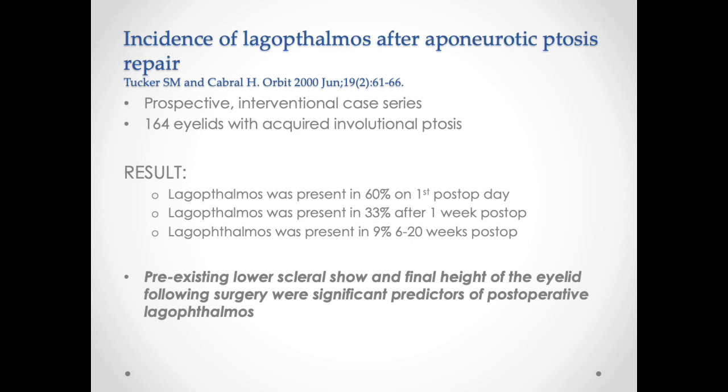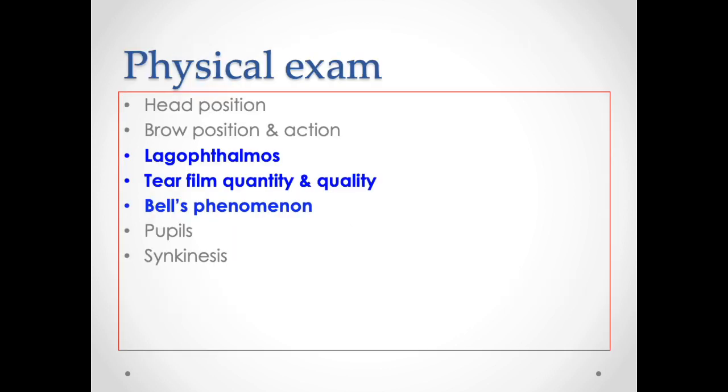In this study, they concluded that the pre-existing scleral show, lower scleral show, and final height of the eyelid following surgery were significant predictors of post-operative lagophthalmos. Now, what about the Bell's phenomenon? This is the protective physiologic mechanism where the eyeball goes upward and out whenever a patient closes her eyes. This is also worth noting, especially if there is some scleral show or lagophthalmos. So you might want to add some horizontal tightening procedures in your pre-op plan, if that's the case.